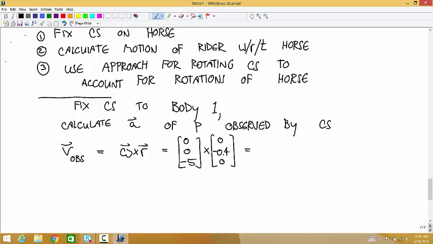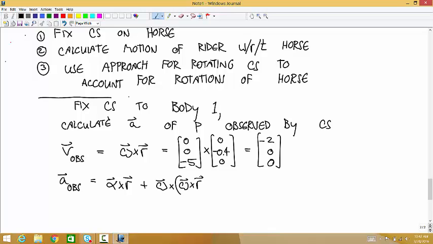And so the observed velocity is negative 2, 0, 0. And now, how do we calculate the observed acceleration? Yep, that's right. So alpha cross r plus omega cross quantity, omega cross r.